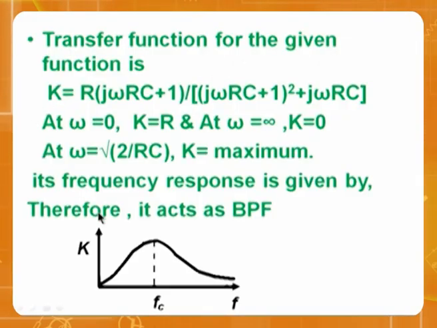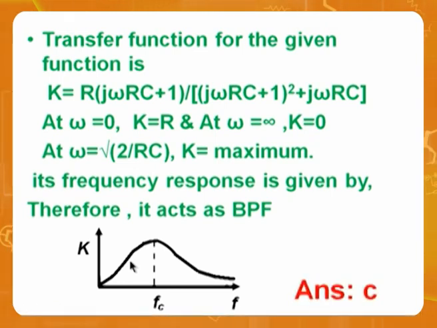When you take the transfer function, output by input, you will get this one, and if you put the cutoff, the frequency response is given here. When the frequency response is given, as you understand, it is acting as a BPF. Therefore, the option is band pass filter, that is C.